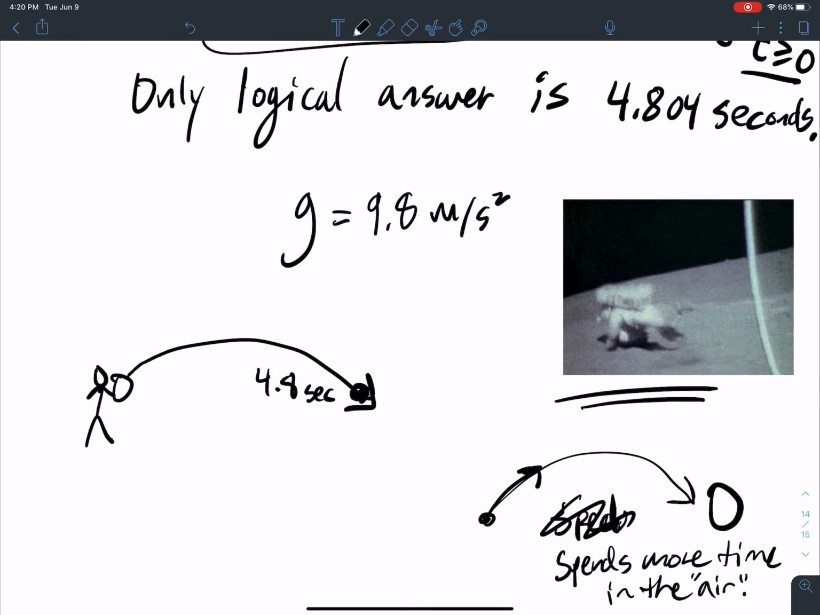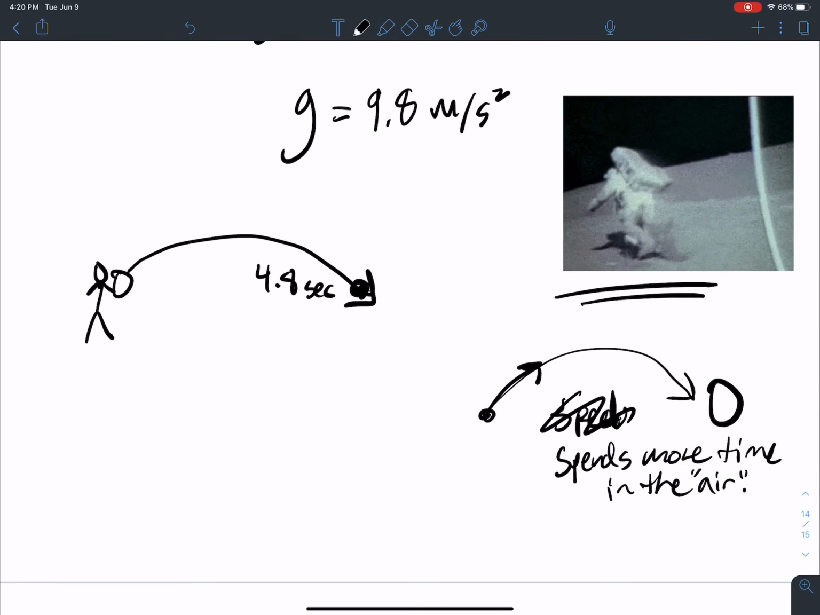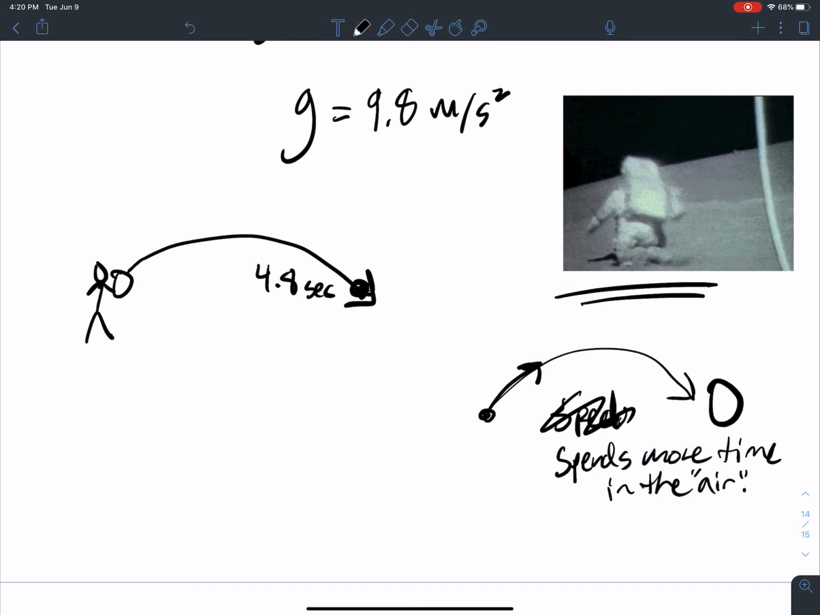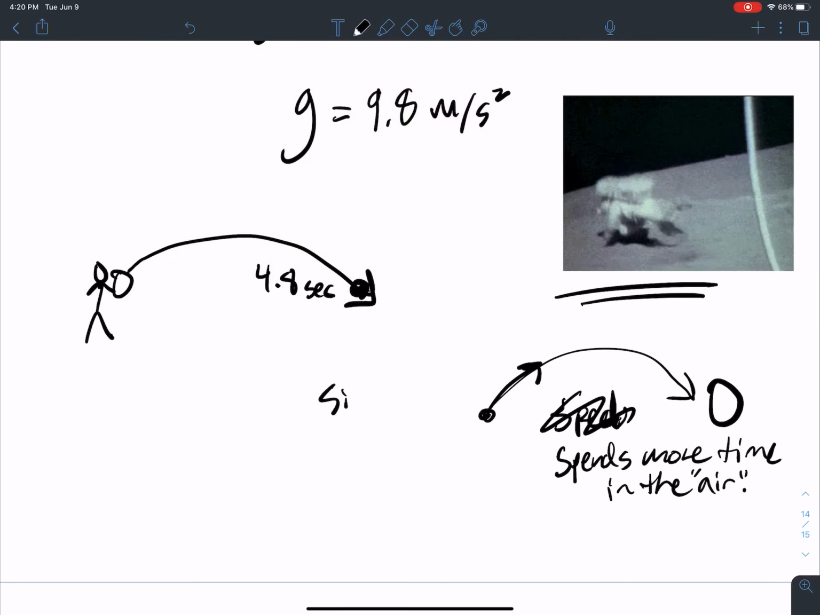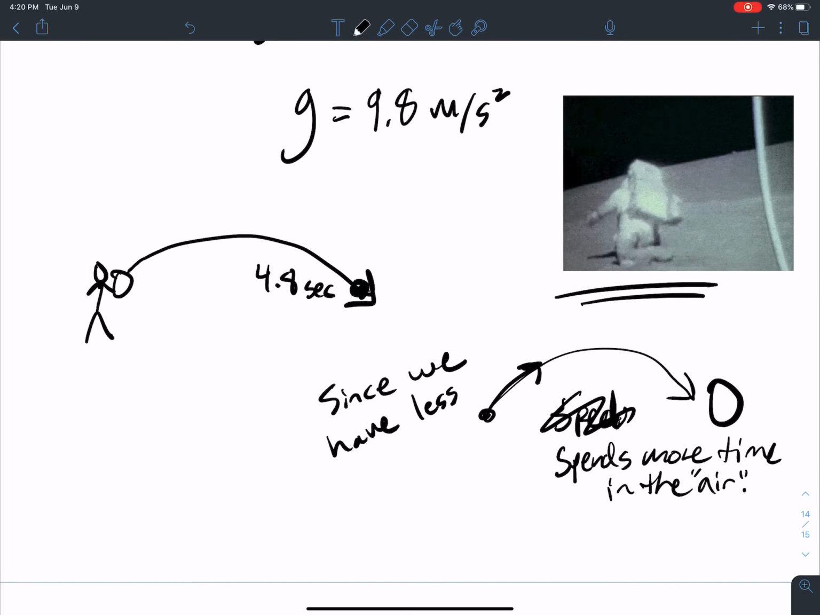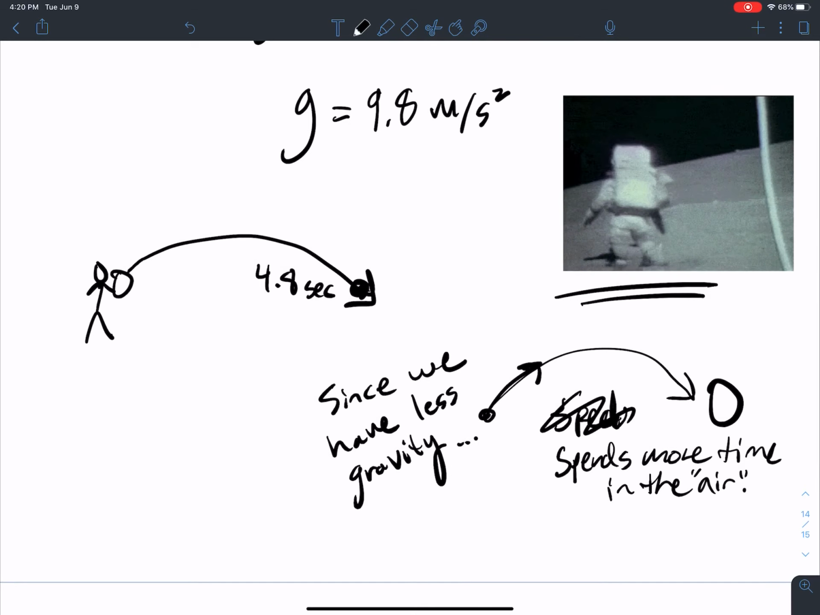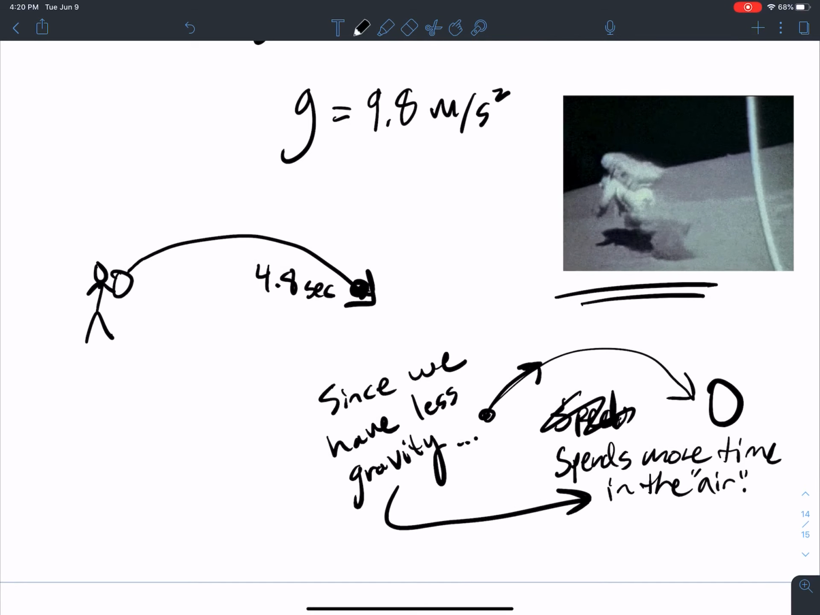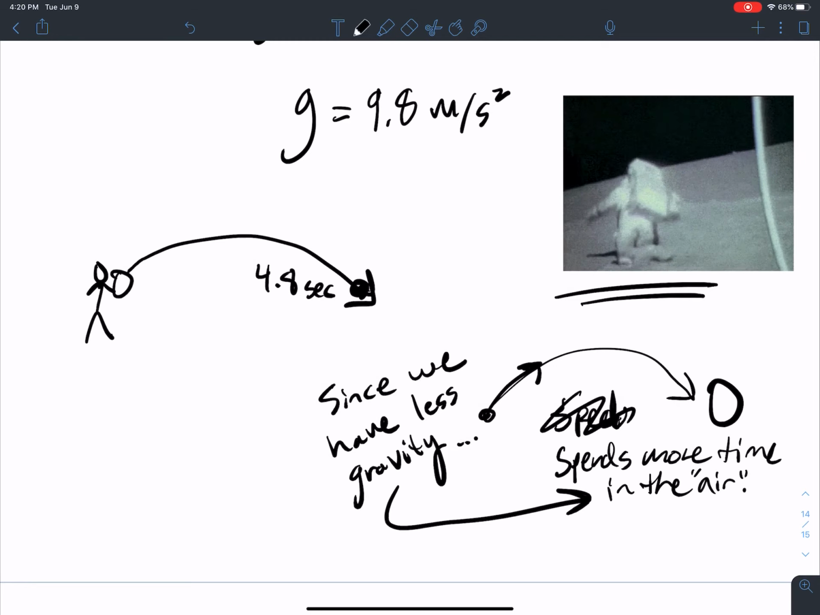Okay? So it takes longer for it to come back down. Since the gravity is less, since we have less gravity, that's going to cause the ball or the rock or whatever it is to float in the air longer.